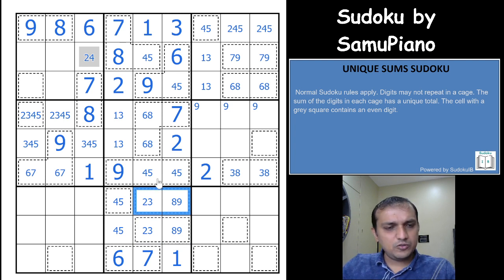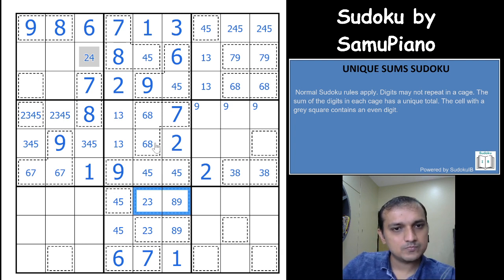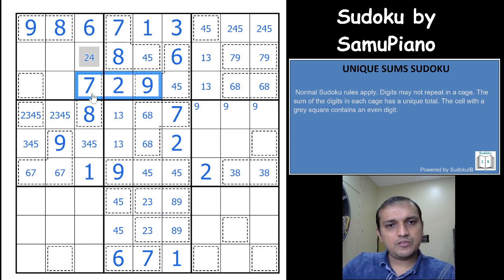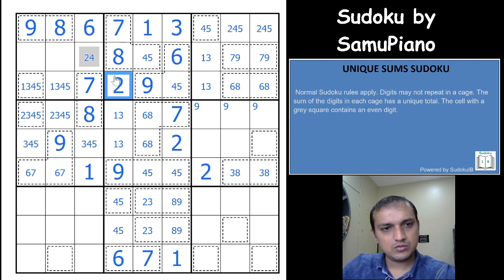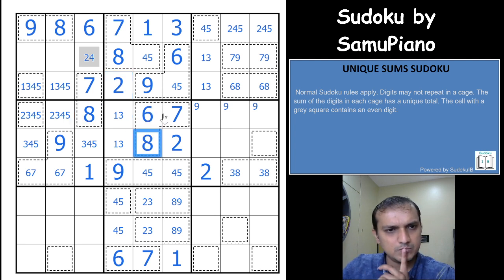Now we need to focus on the single cell cages. That's the very big thing here. How do I actually continue this? 7, 2, 9, 6, 8, 1, 3, 4 and 5. This 8 gives you a 6 here and an 8 here.